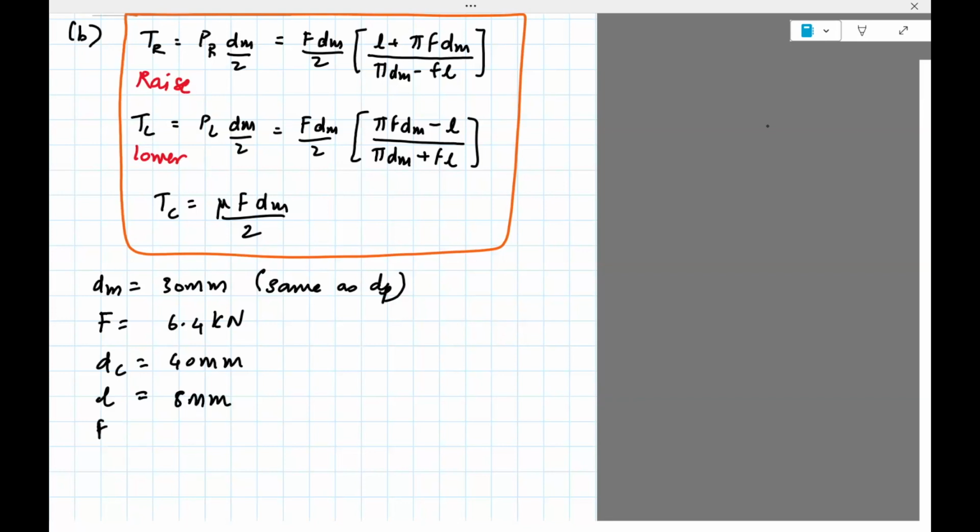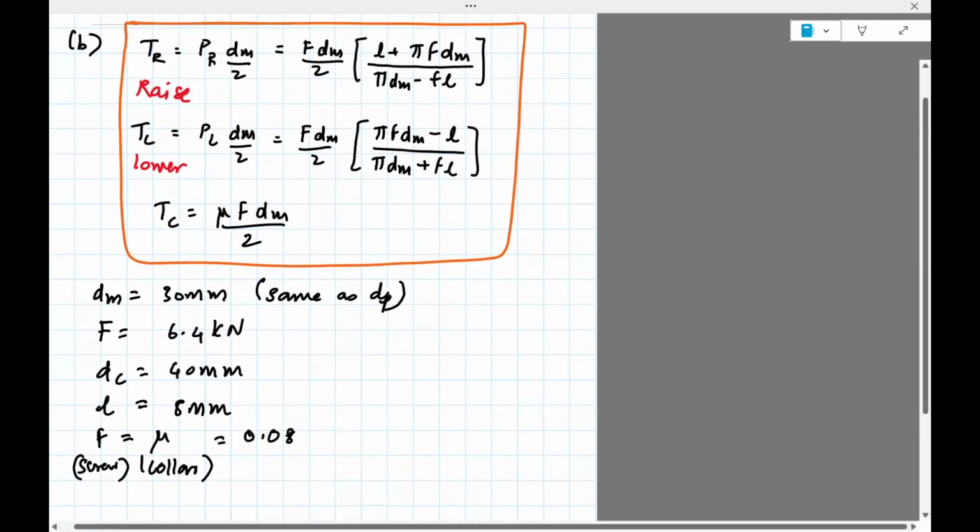Then we have the friction. We're going to assume that the friction in the screw is the same as friction in the collar, so that is 0.08. Okay, what else do we need? We have FPR. We need a. Yeah, I think everything else is covered.